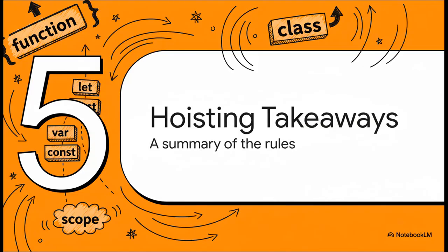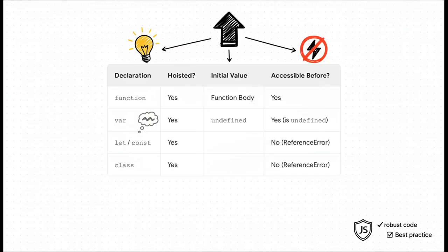Okay, we have covered a ton of ground here. We've talked about functions, var, let, const, and classes. So let's wrap it all up in a nice, simple summary you can take with you. And here it is. This table is your hoisting cheat sheet. You can see it right here.